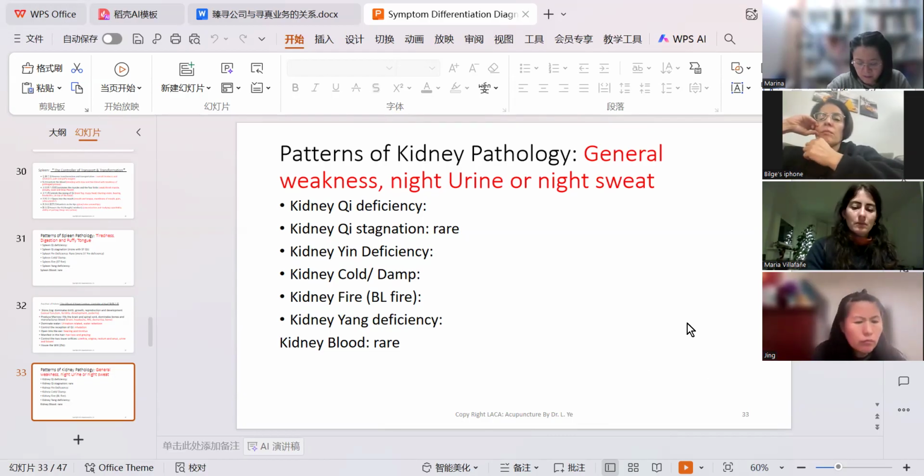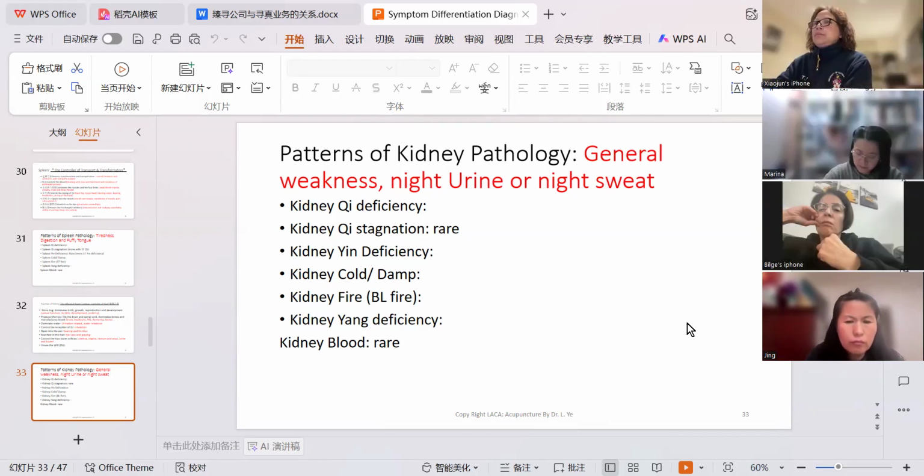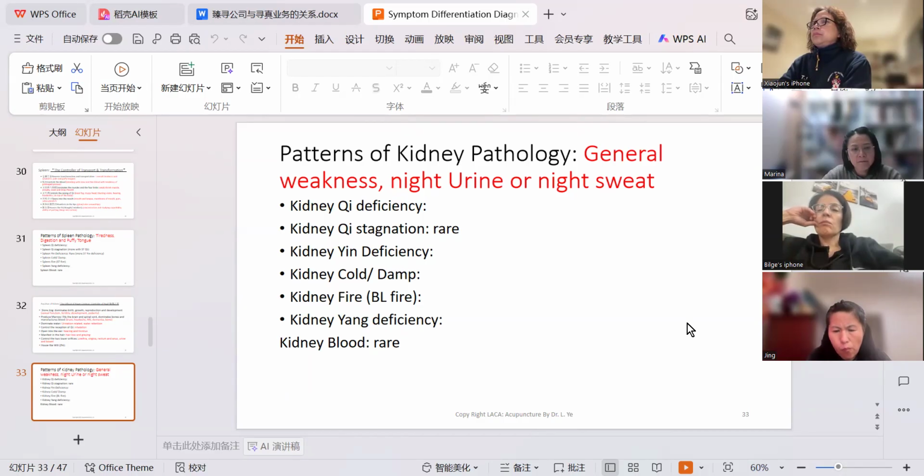Okay, so urine at nighttime is the key. It's the really characteristic symptom you need to remember for kidney diagnosis. And for kidney yin deficiency, night sweats definitely, for sure. People say, oh, we know night sweats and hot flushes. There might be, but we do also have people who don't really show those typical symptoms.